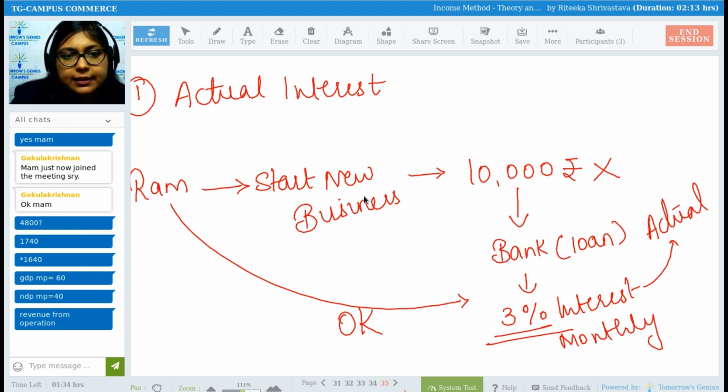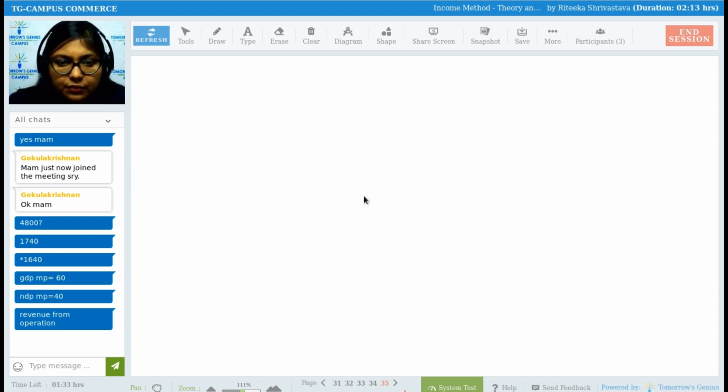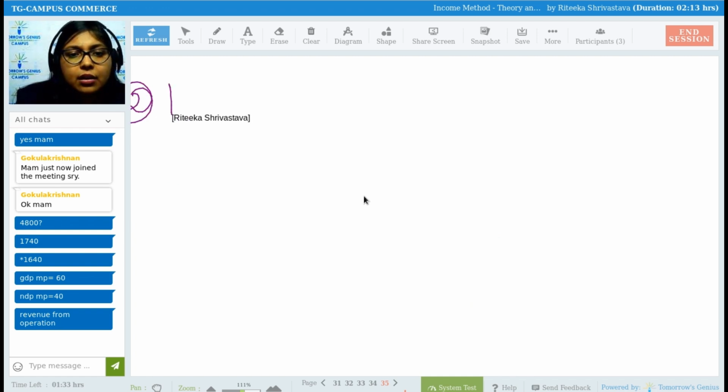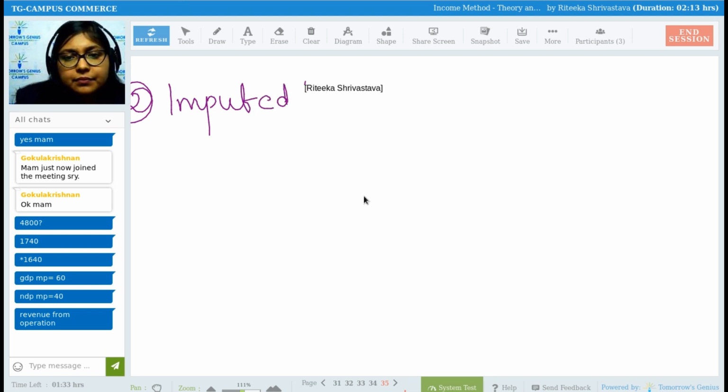Now we are going to take the second scenario wherein we will understand imputed interest. I hope this is clear to everyone. Okay, I am deleting it. Second, what is now imputed interest?